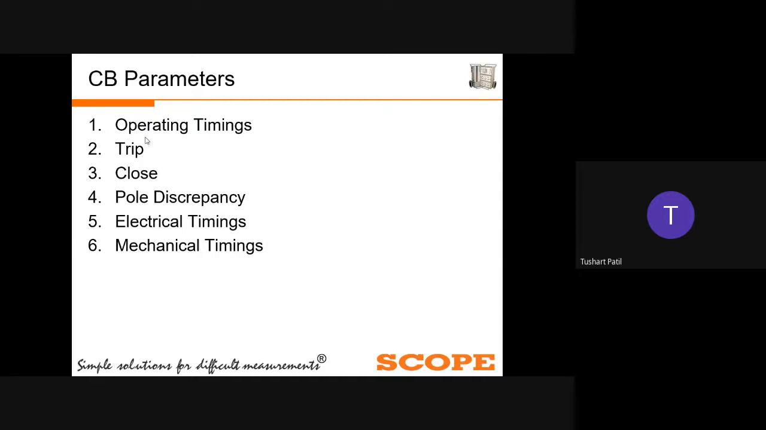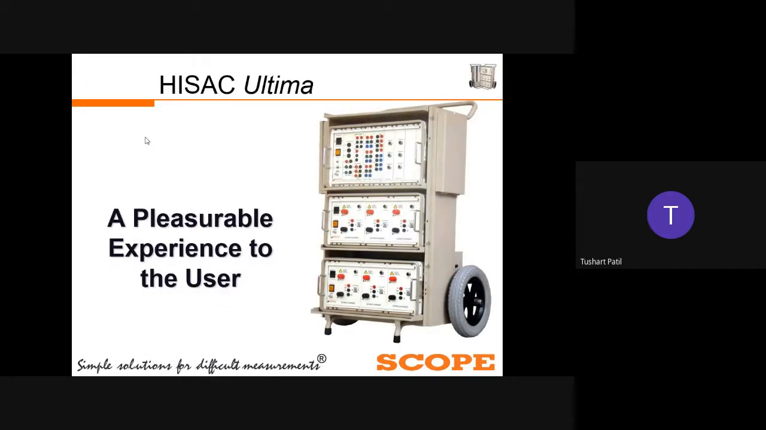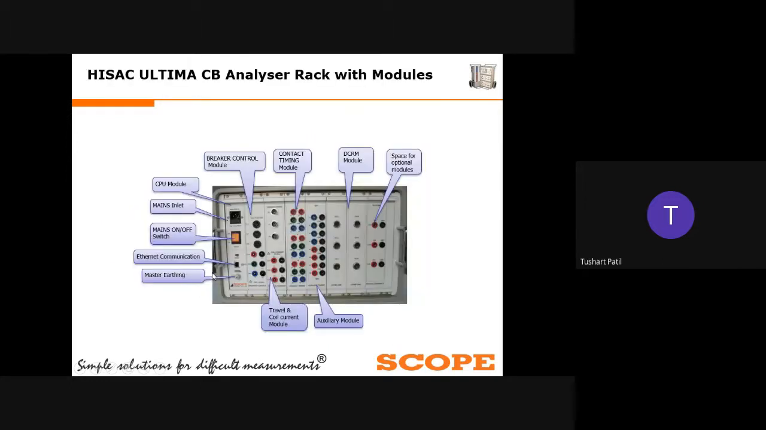So this is our product, HISAC Ultima. This is the ultimate product to measure these parameters. You can see here the HISAC Ultima, and this is the DCRM module with 6 channels. Today we will see only the HISAC Ultima. This is a rack module based instrument. We provide separate modules for measuring separate parameters.